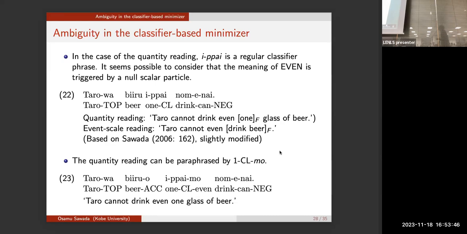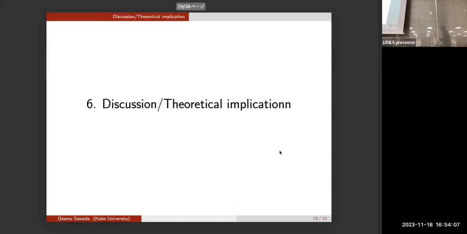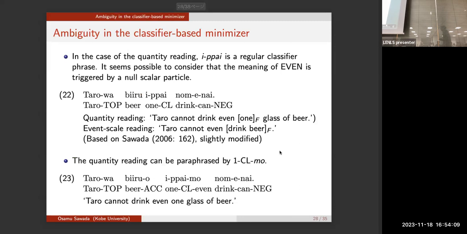Yeah. So you have the O and the mo, and then you don't have the O and the mo. Is that always the case? Or do you have cases where you have the O and not the mo, and cases where you have the mo and not the O? We find this really interesting with hitotsu, actually. I'm not so sure what you mean. Biru ippai monomenai, biru ippai monomenai. Okay, that's just dropping the O, right?